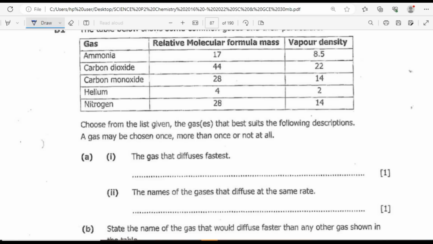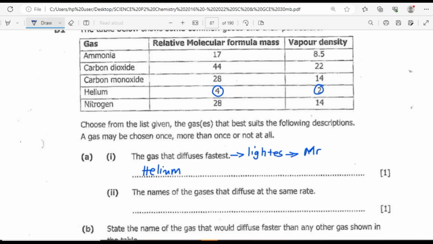So the first one, the gas that diffuses fastest. So for you to identify the gas that diffuses fastest, you need to look at the one that is the lightest. So how do you know that this gas is the lightest? You need to look at its mass. So from the table, we can see that helium has relative molecular mass of 4 and vapor density of 2. So this is the lightest one. So we'll say helium.